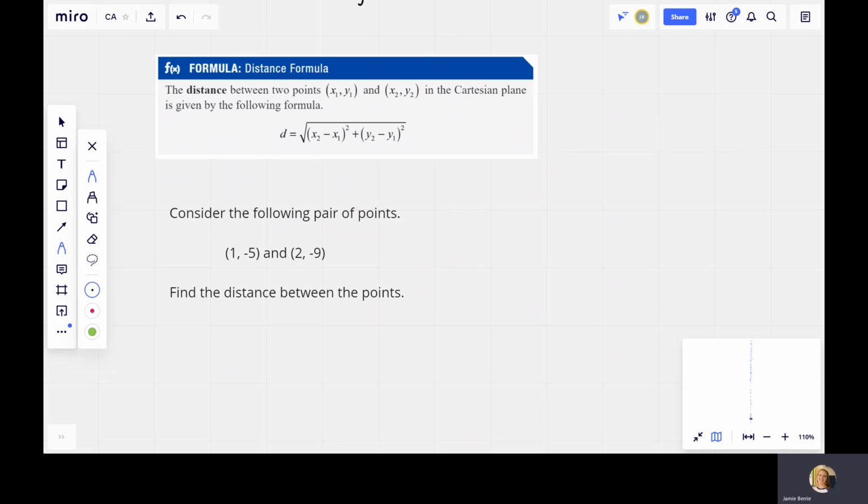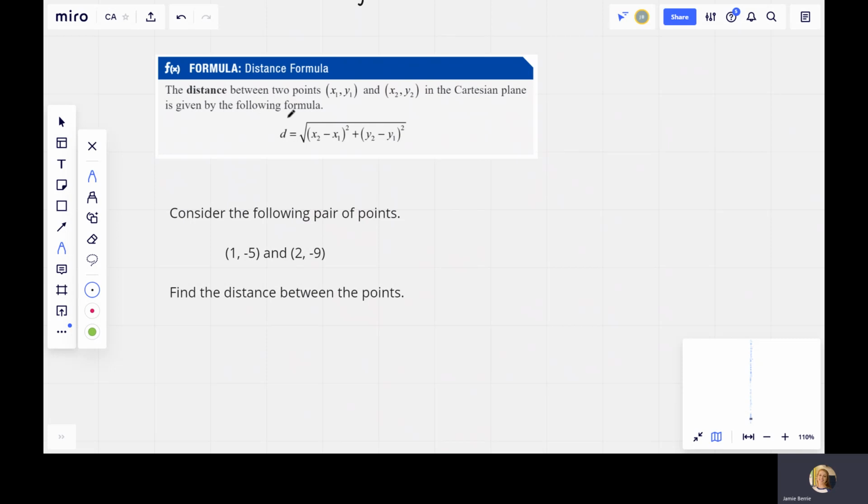So it says the distance between 2 points, x1 and y1, and then the ordered pair x2, y2, in the Cartesian plane is given by this formula. So it says d equals the square root, d representing distance. So d equals the square root of x sub 2 minus x sub 1 all squared plus y sub 2 minus y sub 1 all squared. This formula is derived from the Pythagorean theorem.